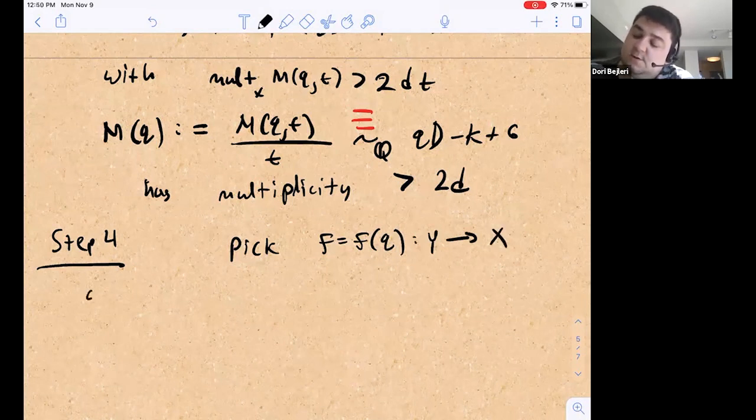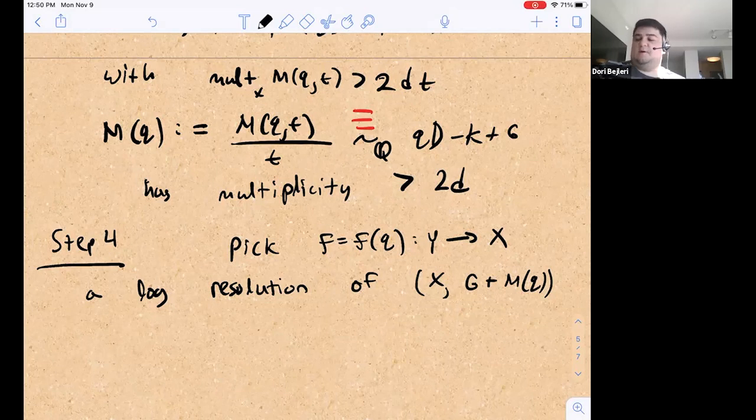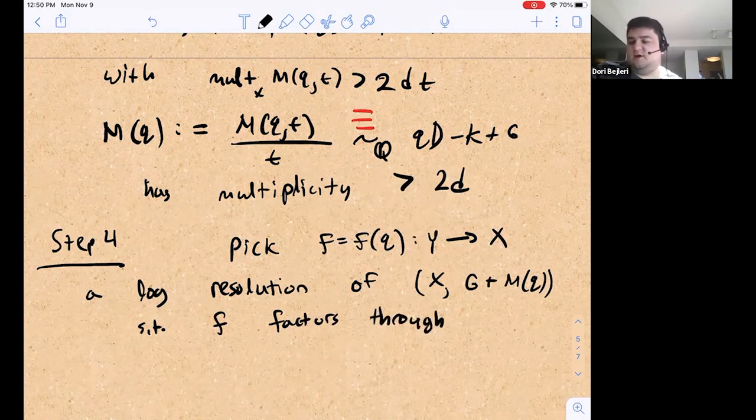Pick some log resolution of x comma g plus this new divisor m of q. So of course, x comma g was already simple normal crossings by our step 1, but now we have this extra m in there. So we want to make that snc as well. And in particular, because m has this large multiplicity at this point, this f has to factor through some blow up at that point. Let's just assume that it factors through just the usual blow up. So maybe, a priori, you can blow up some higher codimension loci through that point. But let's just say that we pick a log resolution that actually factors through just the usual blow up.